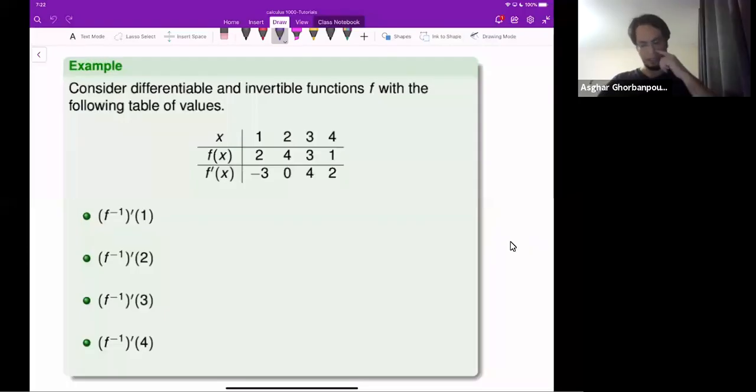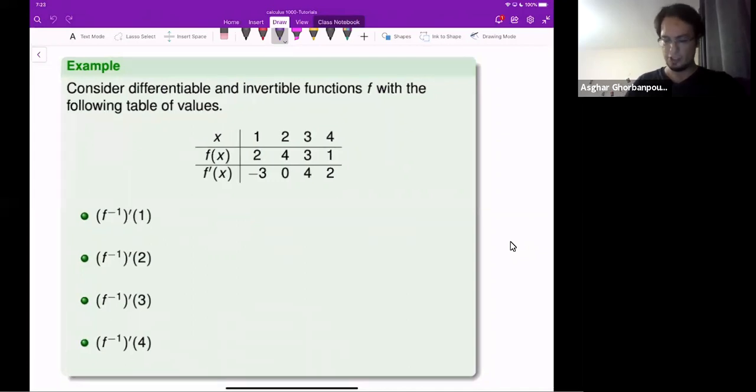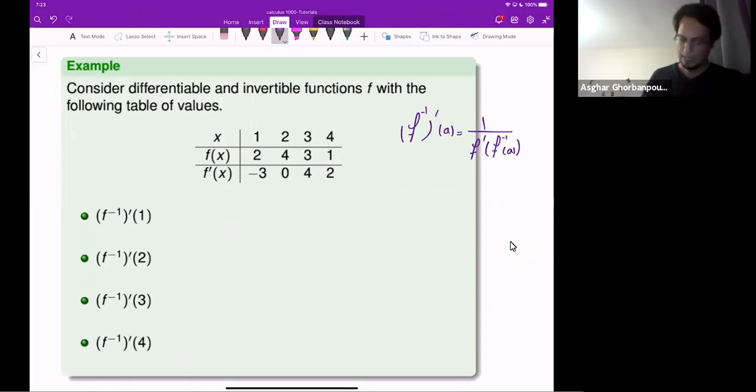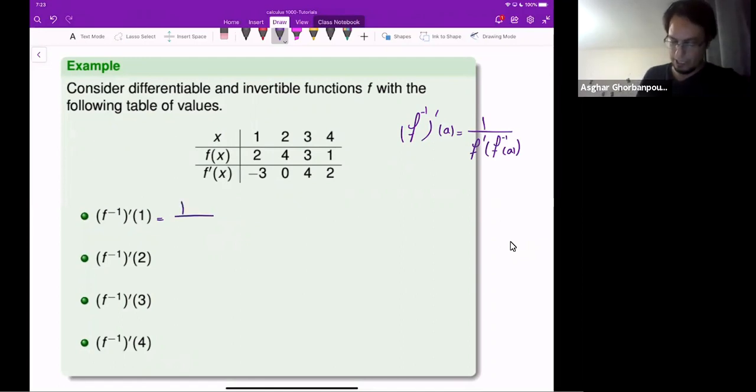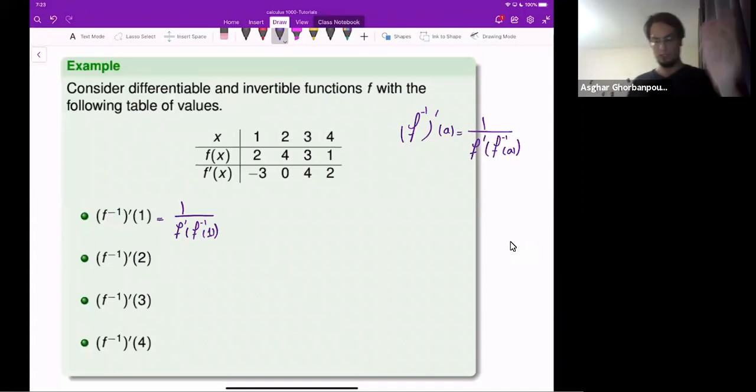A few more examples of the inverse function theorem, and just remember that we need to find the derivative of f inverse at a point. You just need to know this formula. It's 1 over f prime of f inverse of the same point. Now, for example, here f inverse prime at 1, just write that and you will see that this will give you what you need.